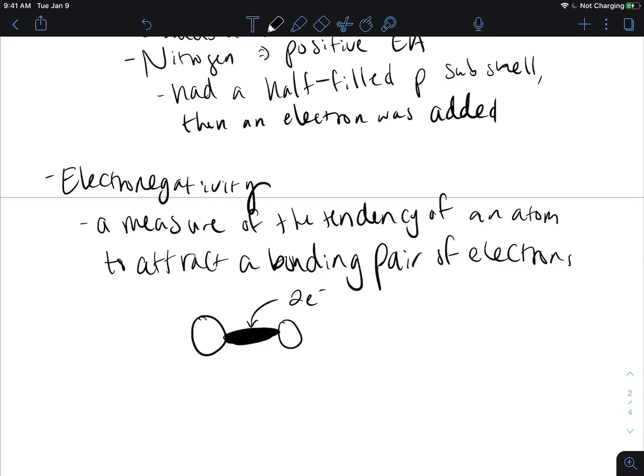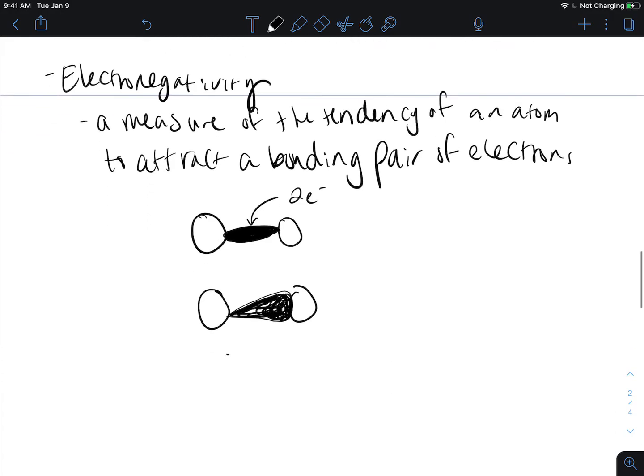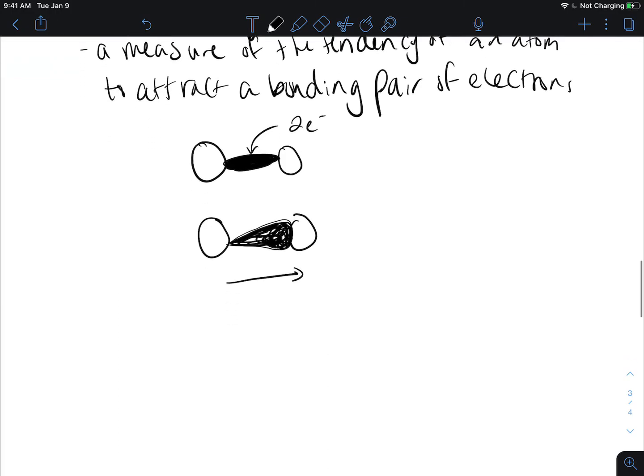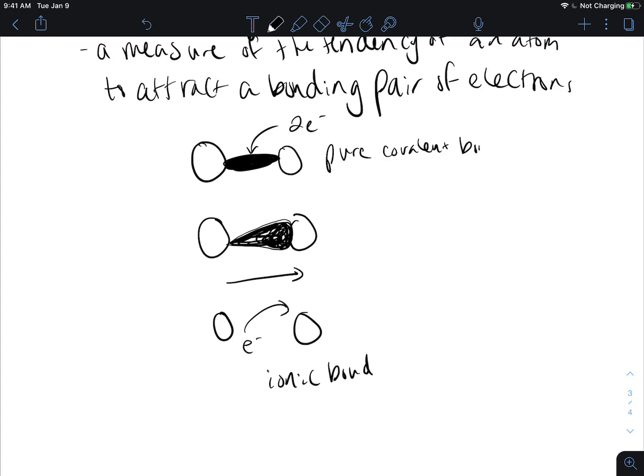If we have a pure equal sharing of electrons, it'll be right in the middle between those two atoms. But if you have one atom that has a greater electronegativity than the other, then you'll actually pull that electron density in a direction. It'll still be bonded, but you're going to pull it in a direction so it'll spend more of its time over in that direction. If you have a great enough difference between the electronegativity of the atoms, you actually have the electrons completely transfer to one of the atoms. And this is an ionic bond. So we call this a pure covalent bond, a polar covalent bond, and then an ionic bond.